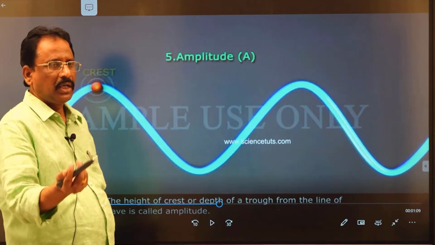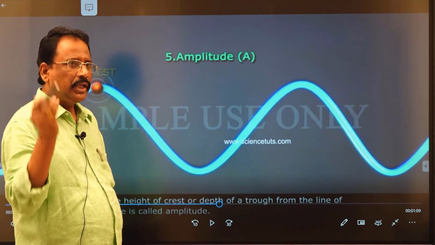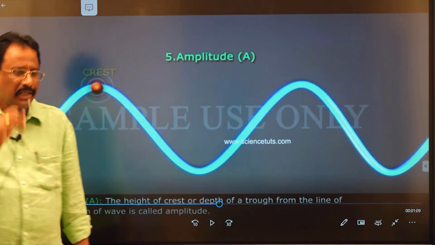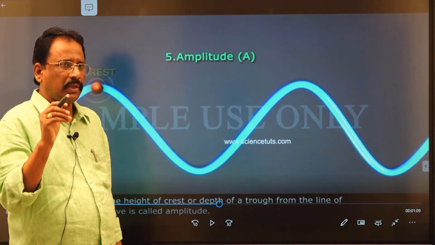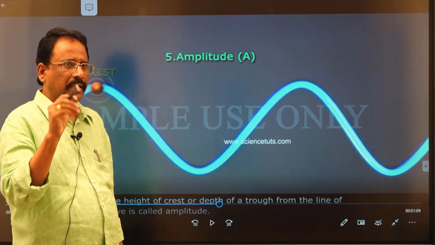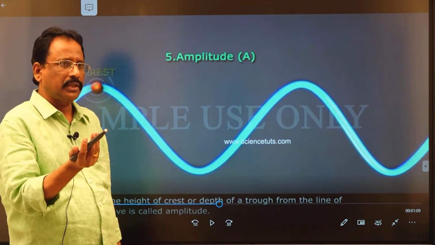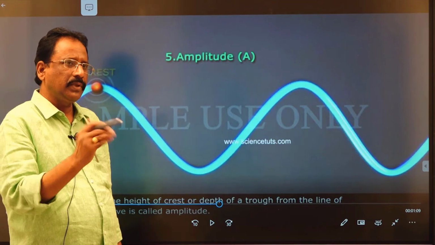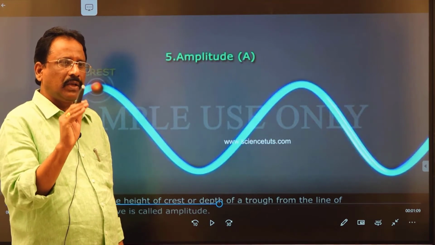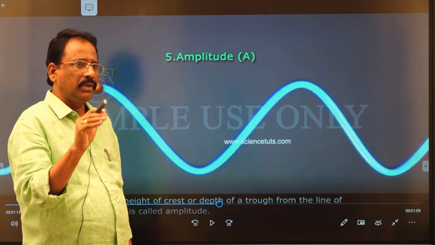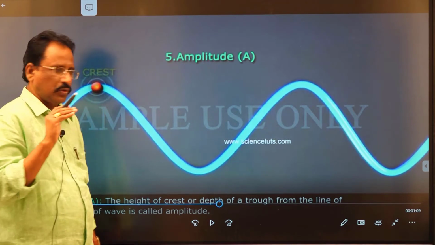For example, for red color, velocity of the light value is 3 into 10 power 10 centimeter per second. For UV light also, velocity of the light is 3 into 10 power 10 centimeter per second. That means from radiation to radiation, wavelength and frequency or wave number varies, but not the velocity of the light. Please remember this point. And next one is amplitude.